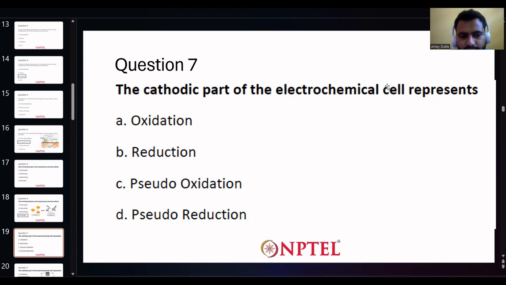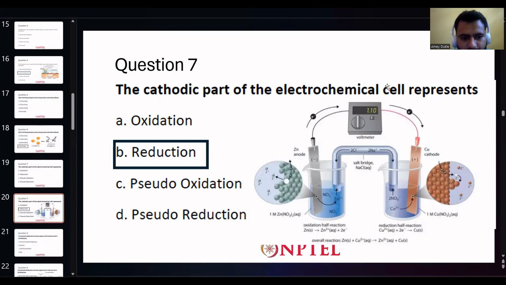So basically, you can just remember by the thing called CARE. So Ca is cathode and Re is reduction. This is a trick where you will never go wrong with this kind of question. They are very simple questions, but there are many times people go wrong in this type of question.